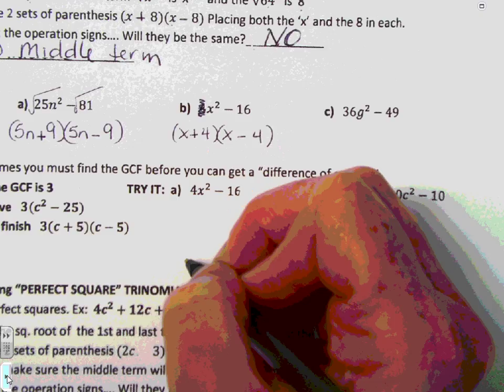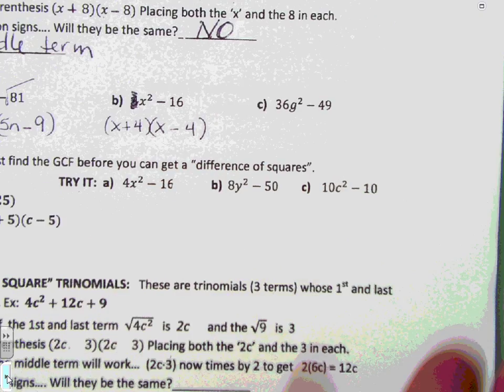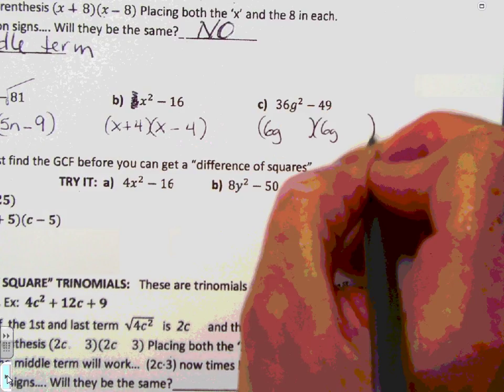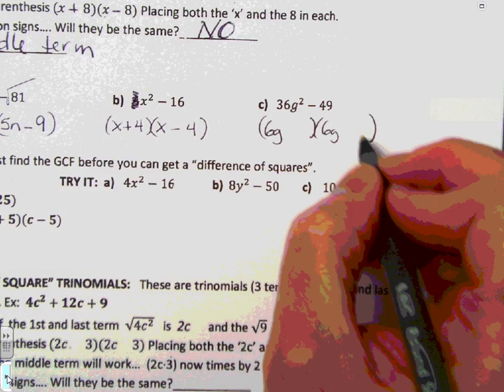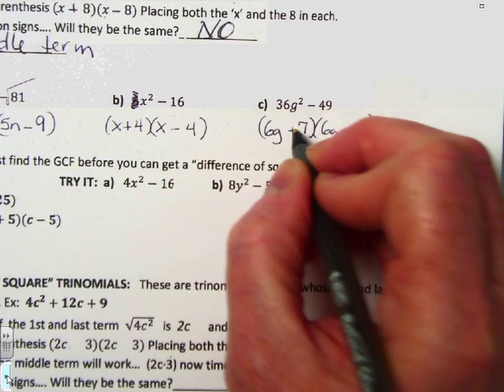Okay? How about the last set? A 6G is going to go into each set of parentheses. And the last term would be a 7. One's a plus, one's a minus.